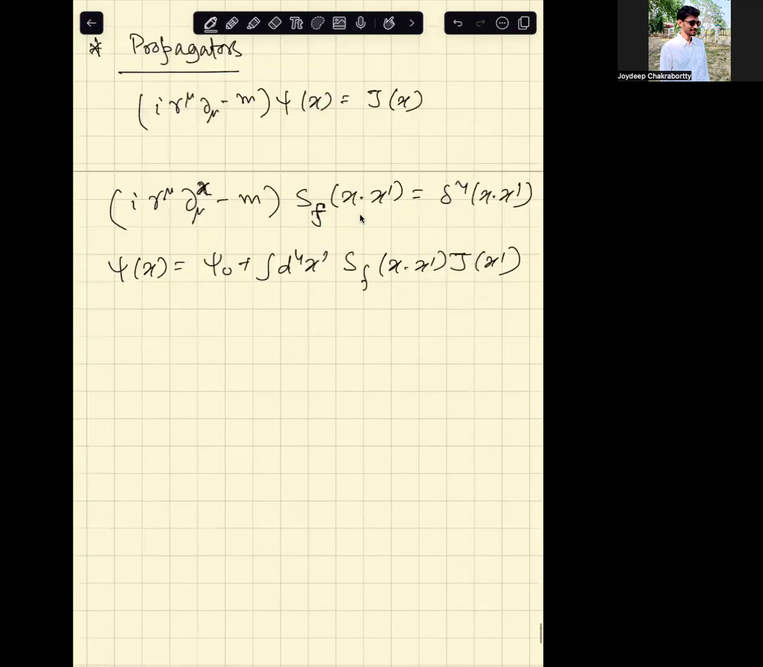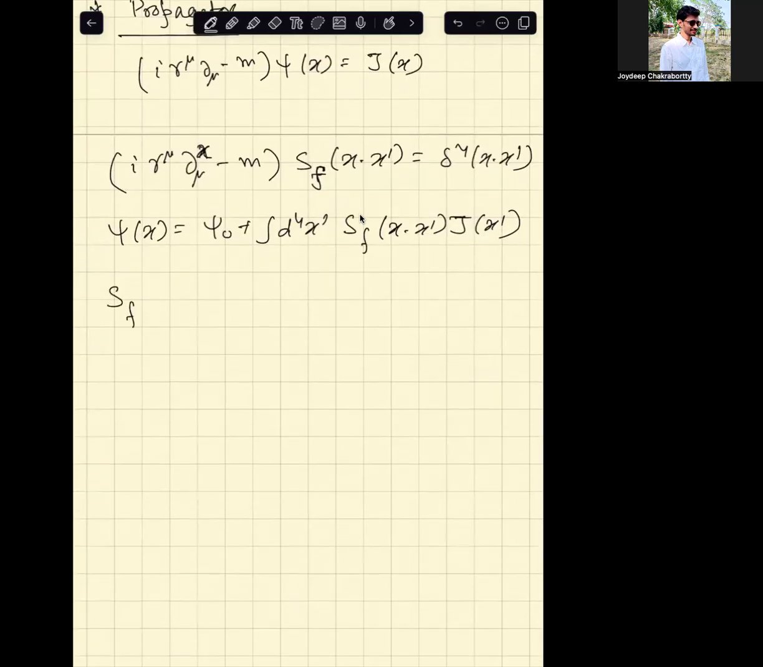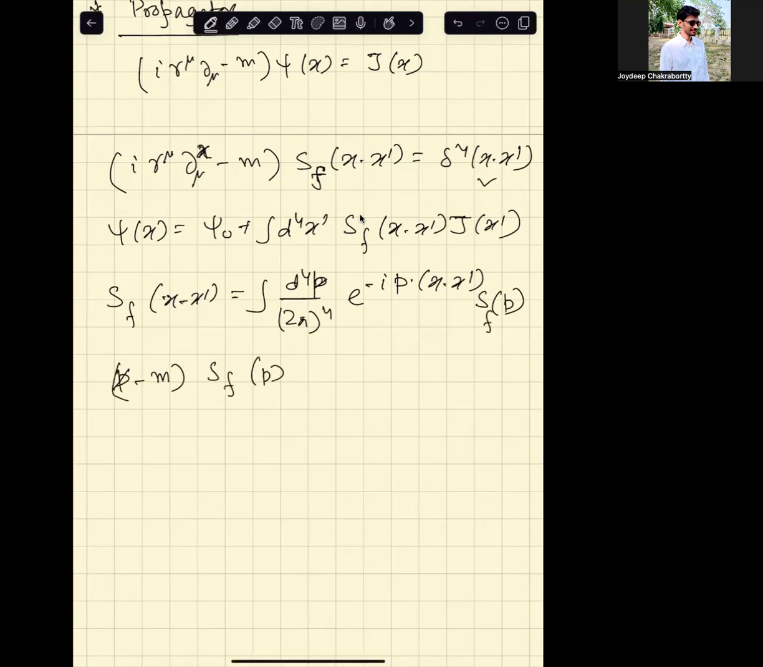And then we can write down the solution S_F(x − x′) as ∫d⁴p/(2π)⁴ e^{−ip·(x − x′)} S_F(p). Okay. So if you plug it back in this relation, what you should find out is that (p̸ − m) S_F(p) must be 1. Then only it will be consistent.